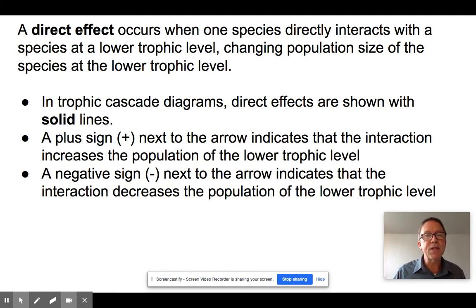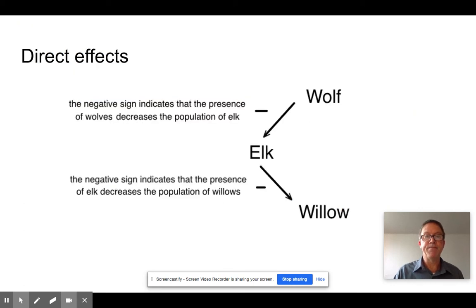A positive sign next to it would indicate that having one species causes an increase in the other species. So if species A is present and I put a plus sign, it means the presence of species A makes more of species B. So more bees means more trees. So it'd be a positive effect. A negative sign means that more of one means less of the other. So more wolves means less deer. So that would be a negative sign.